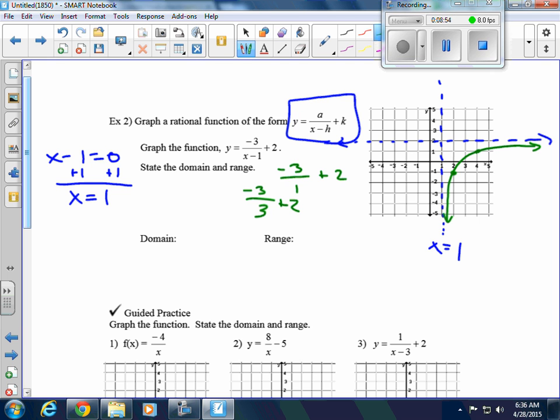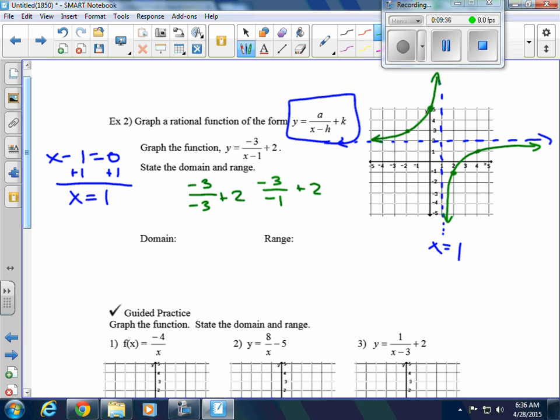And now we're going to do the same thing with the other one. Now we're going to go to the left, and I put in 0. So if we put in 0, we're going to get negative 3 over negative 1 plus 2. So that's 3 plus 2, which is 5. And again, notice we should be in opposite parts of that graph, and these are going to be symmetrical. So let's come over to negative 2. So we're going to have negative 3 over negative 3, which is 1, plus 2, which is 3. And there's our graph of that one.